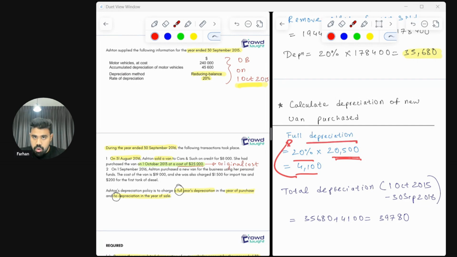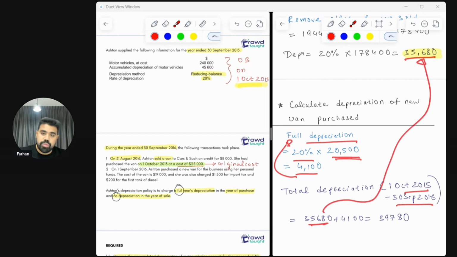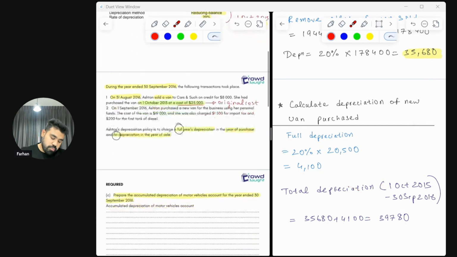Okay, now what's the total depreciation from 1 October 2015 until 30 September 2016, which is the most recent financial year that we're talking about? The total depreciation is $35,680, which comes from the existing old van, right? Plus an additional $18,300, which is the number for the new van, right? Altogether, it gives us $53,980. Now, why did we do this? So you will see it very soon.